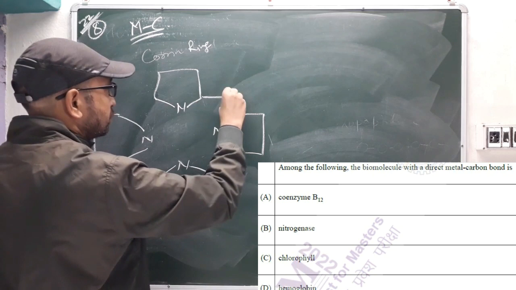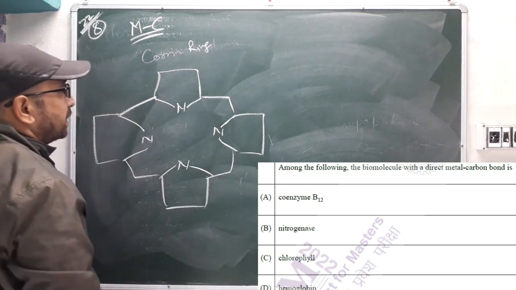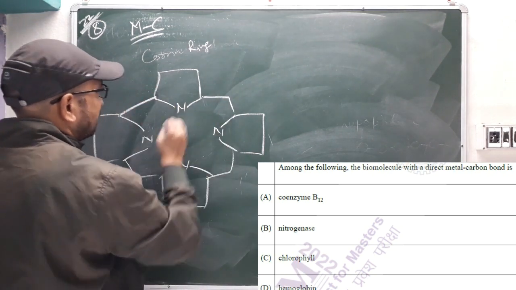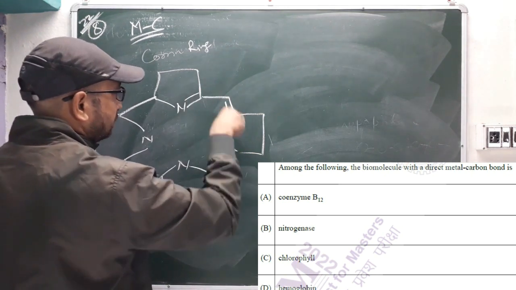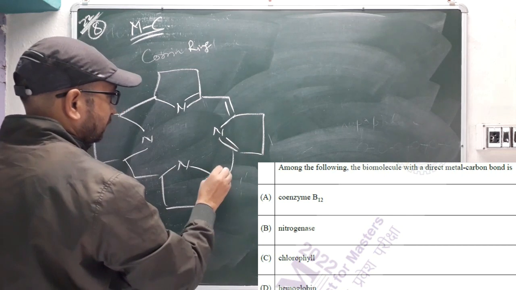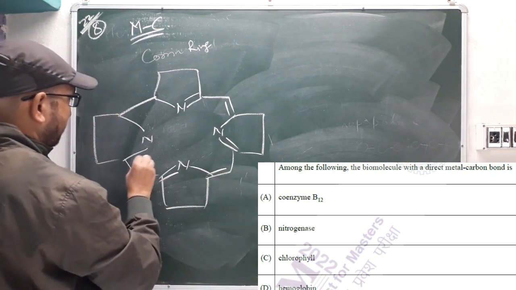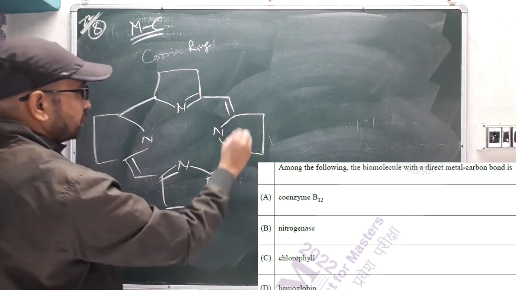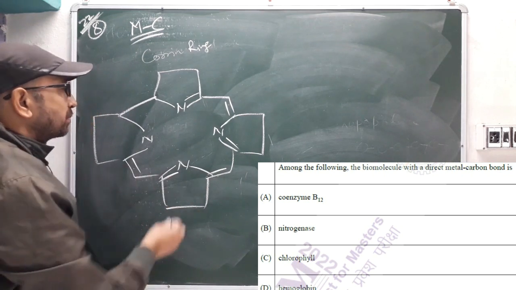CH2, CH2, CH2. Here won't be any CH2. Okay, total 6 double bonds will be there. Let's draw it. Okay, 1, 2, 3, 4, 5, 6. Six double bonds are there.